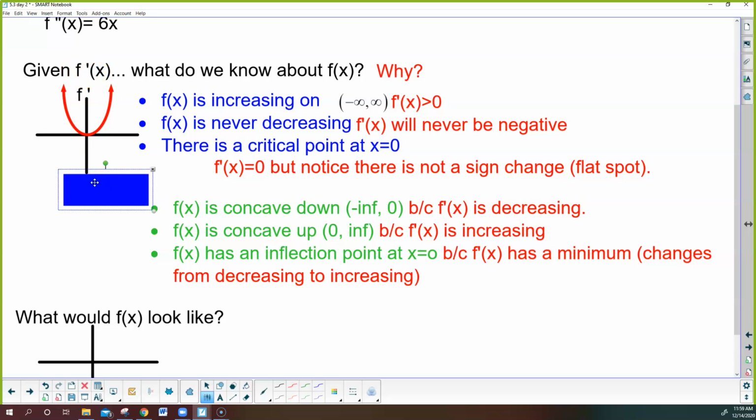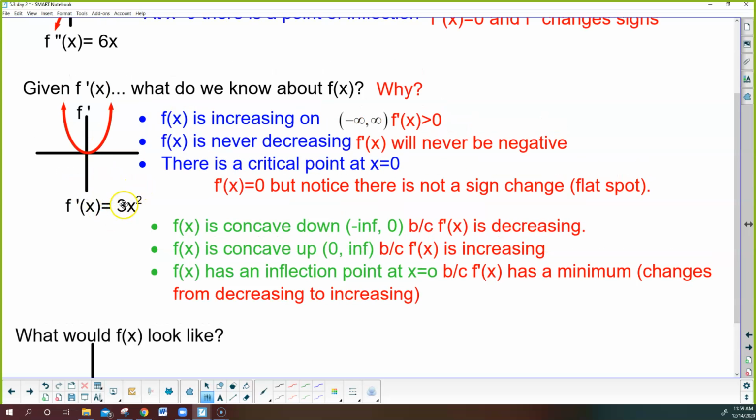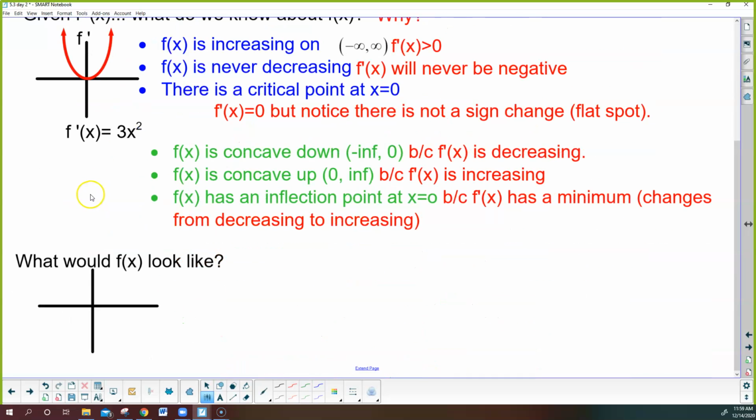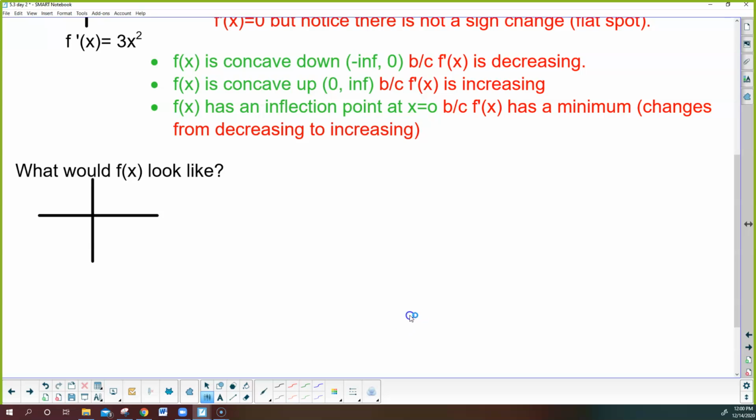Okay, and this graph is a parabola opening upward. It could be the graph 3x squared, because notice, the derivative of 3x squared is 6x. So if I work backwards, I could find the graph of the original function. Well, what about whose derivative might have given me 3x squared? Again, you don't have to write this, but what would the function f of x be whose derivative gave me 3x squared? Well, x to the third. Right? If I take the derivative of x to the third, I get 3x squared.